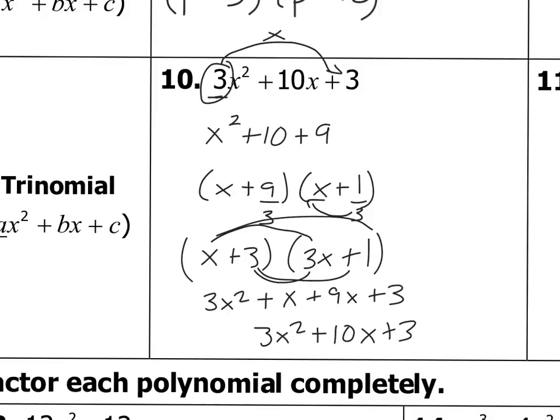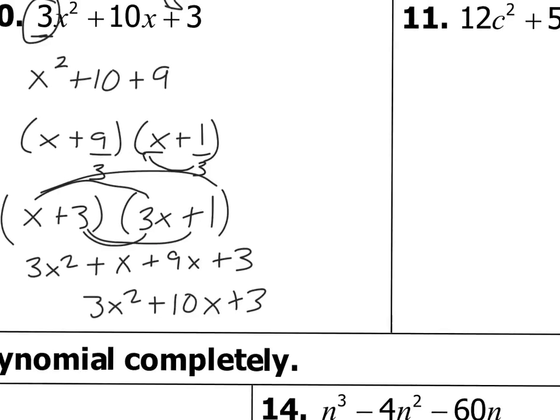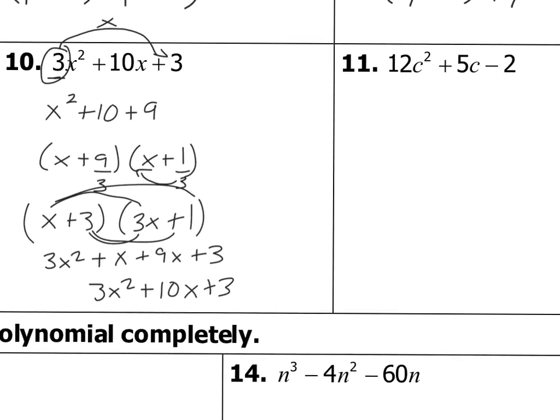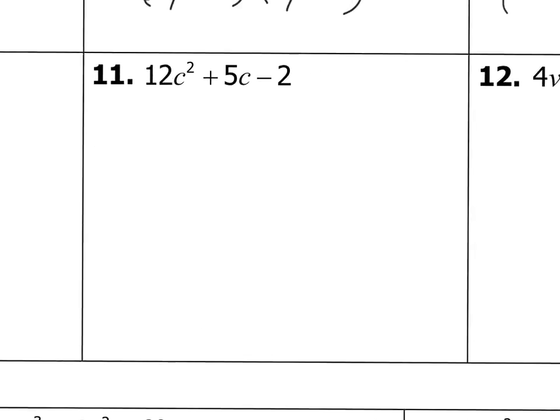On your test tomorrow, please check your work. Make sure you end up with the same trinomial. Make sure you didn't make any multiplication errors. I know you guys don't like double checking your work, but it could be the difference between an A and a B, or a B and a C. So make sure you check for any careless mistakes that you might have made.